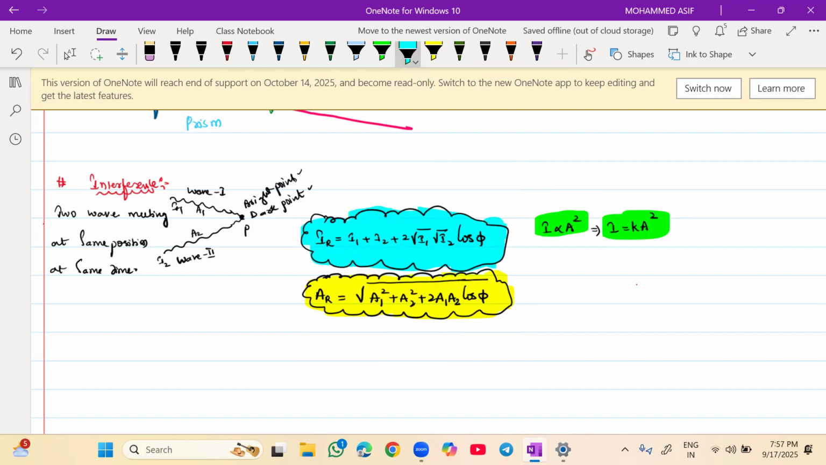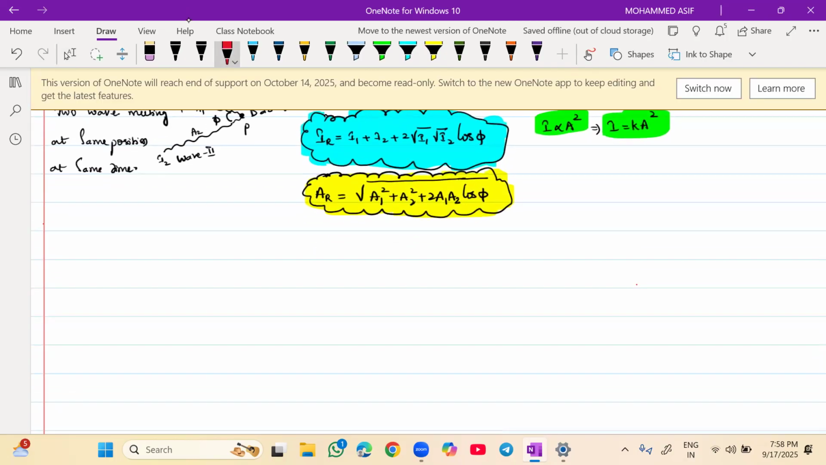First formula in wave optics to do the problems: I resultant is equal to I1 plus I2 plus 2 root I1 root I2 into cos phi. Phi is the angle between these two. Angle between these two is represented by letter phi. Am I clear? Next one, very, very important.